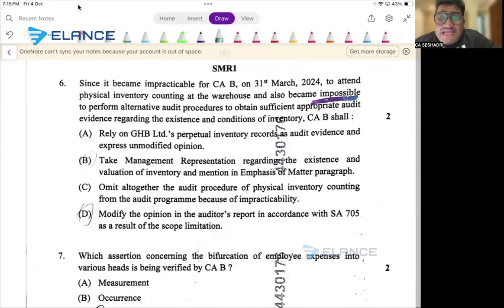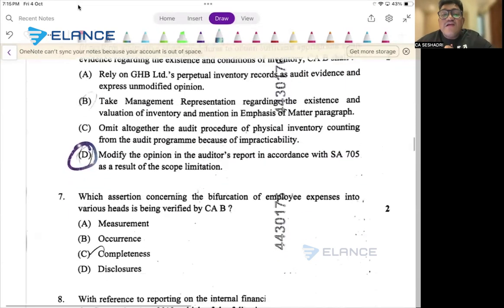Answer: if it is impossible to perform alternate procedures, modify the report. Communicate with management and TCWG. Modify the report as per SA 705. That's it. Which assertion? Assertion is very, very, very important. Assertion concerning bifurcation of employee expenses, bifurcation into different heads. Oh my God.